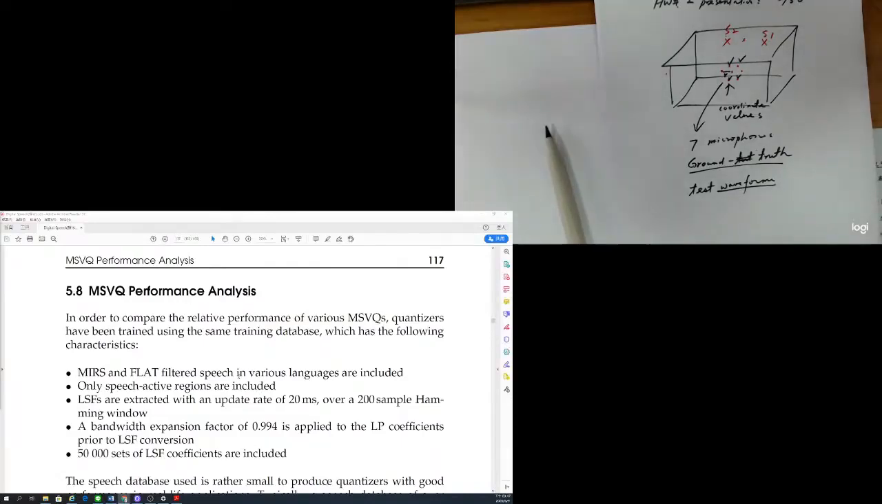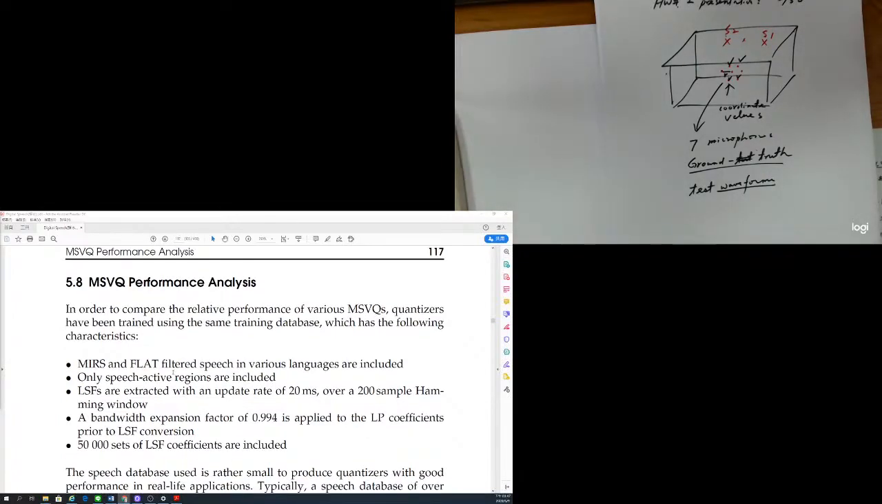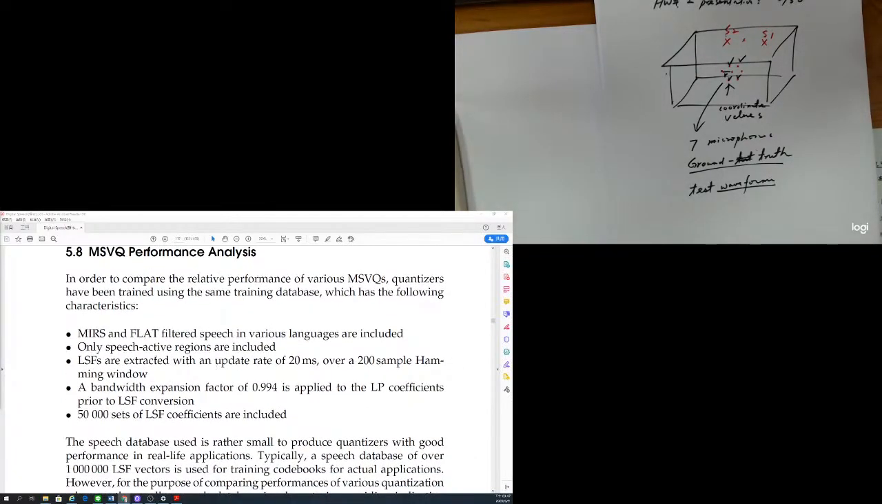Go back to our textbook. So we are considering multiple stage vector quantization. We already talked about multiple stage vector quantization in the last lecture. So right now they try to do some comparison and performance analysis.